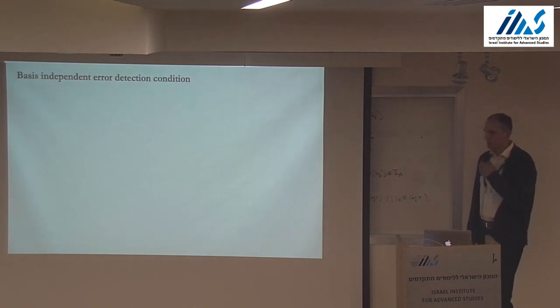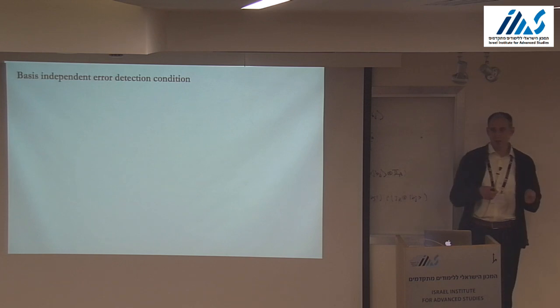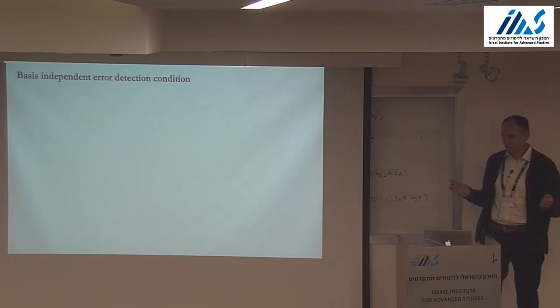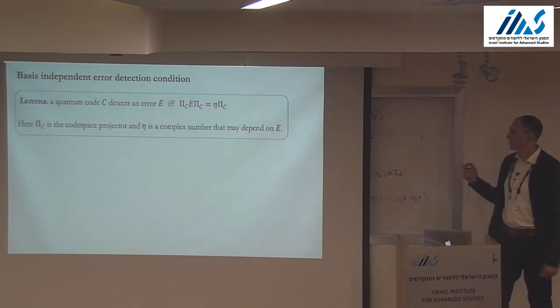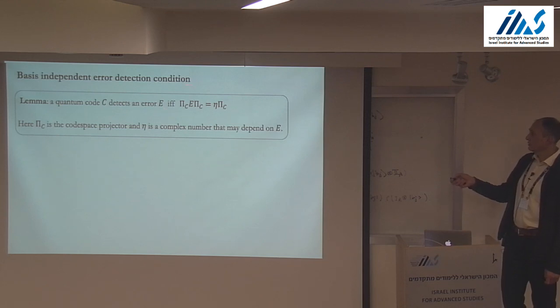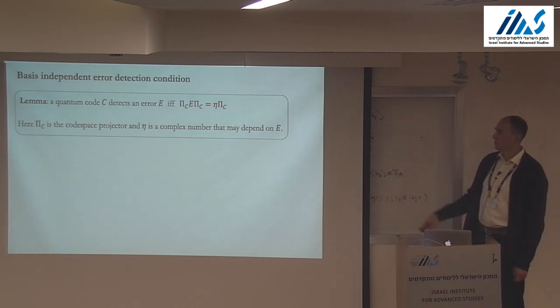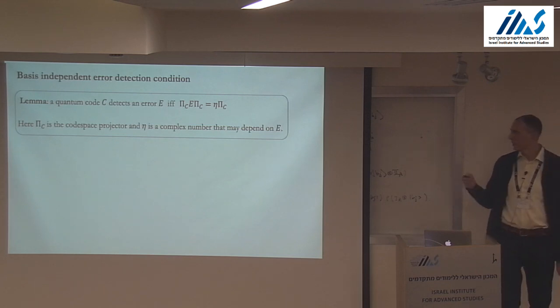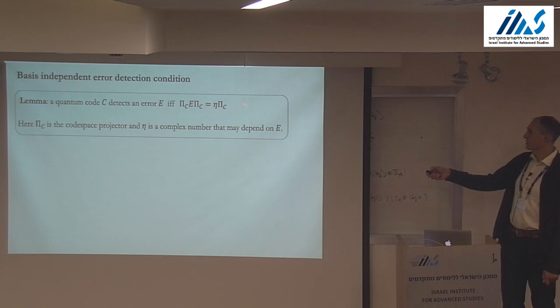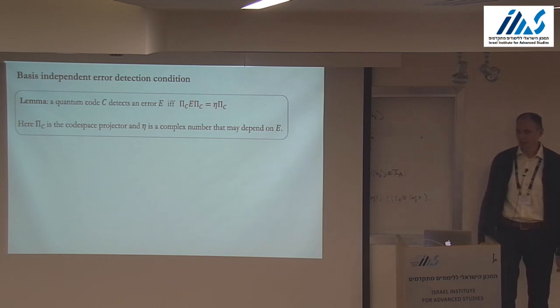The way I defined the error detection condition, it depends both on the code space and the orthonormal basis in the code space. But in fact, this condition is basis independent, and one can easily check this. The code detects an error E if and only if this identity holds. Here pi denotes the orthogonal projector onto the code space. So we sandwich the error operator between these projectors pi on the left and on the right, and we must get the code space projector up to some coefficient eta.